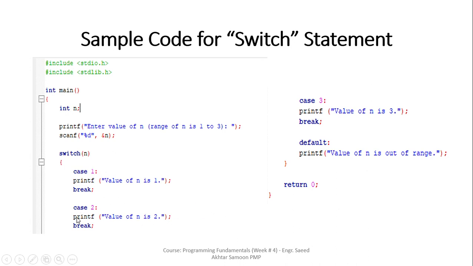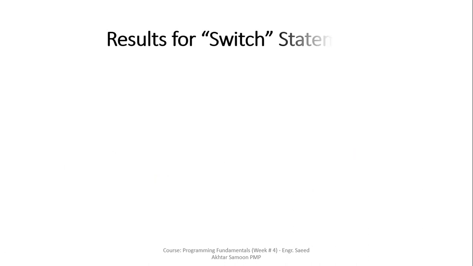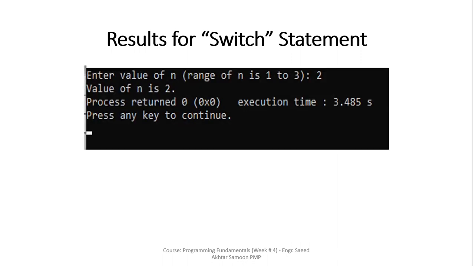So if the case is 2, then you will have this message printed. If the case is 3, then you will have this message printed. And as I explained a little while ago, if the user provides any value that is not between 1 and 3, then this default message will be printed, which will say value of n is out of range. So this is how the results of the switch statement look.